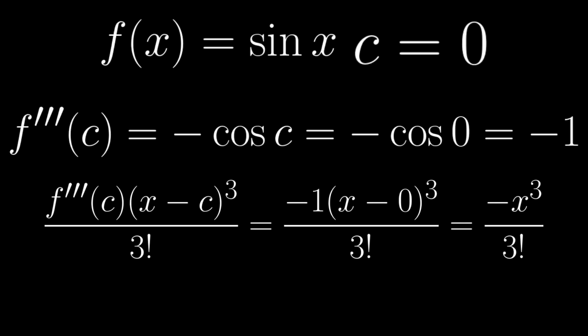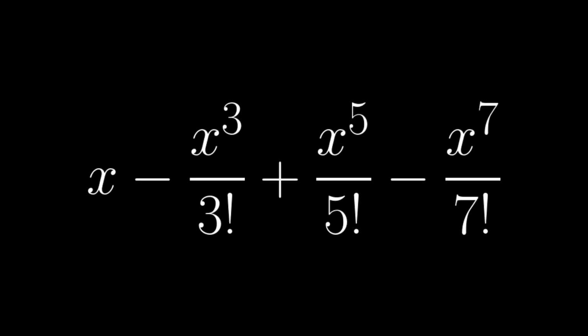(x minus 0) cubed is equal to x cubed, and we can keep 3 factorial for now. The second non-zero term is negative 1 times x cubed divided by 3 factorial, which is equal to negative x cubed divided by 3 factorial. The other two non-zero terms are x to the fifth divided by 5 factorial and negative x to the seventh power divided by 7 factorial. You can see the pattern here where the next term is the opposite sign and the power and factorial increase by 2 each time.